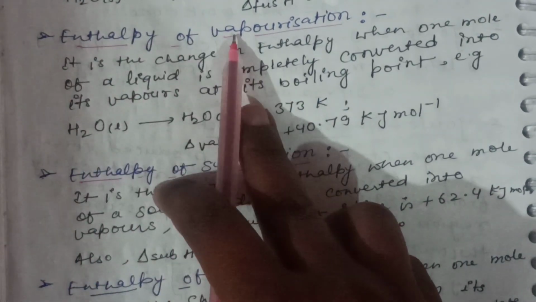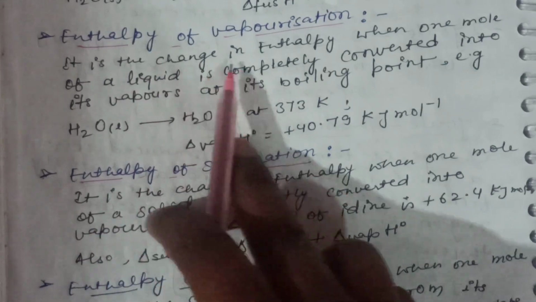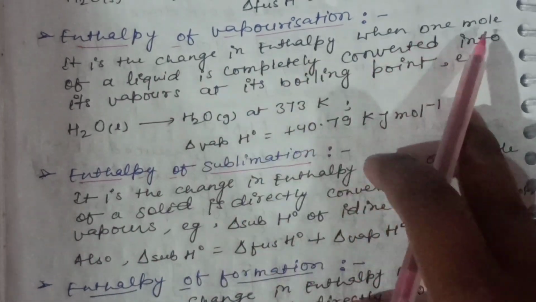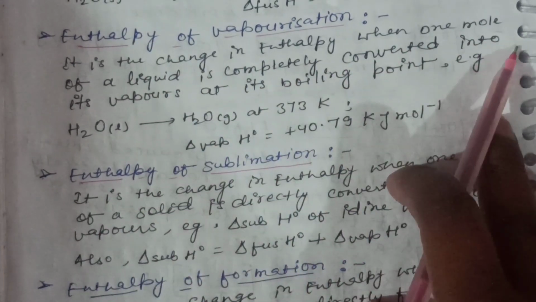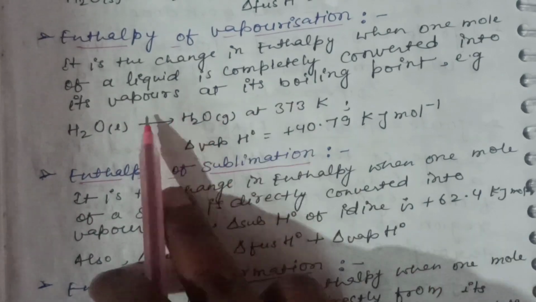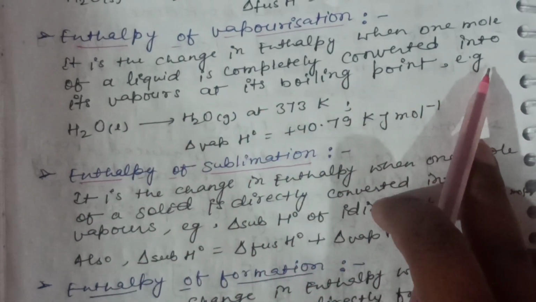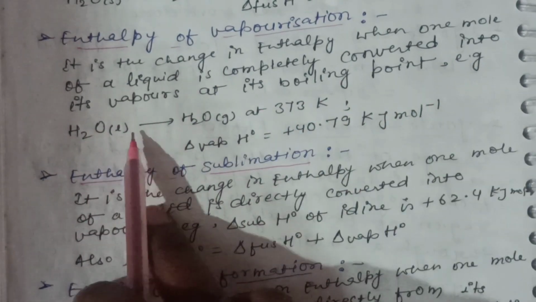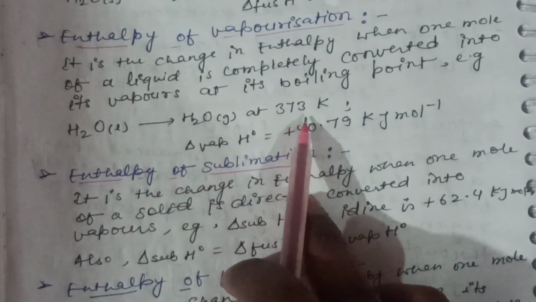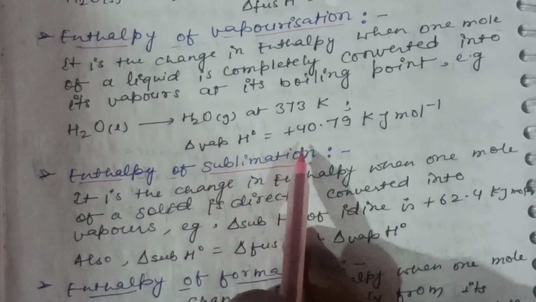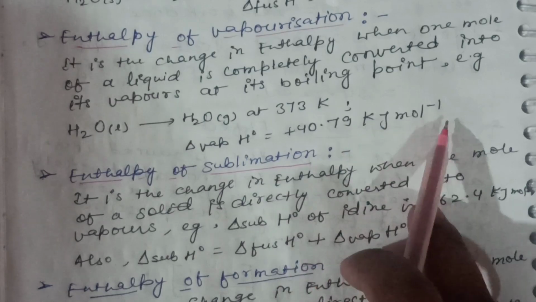Enthalpy of vaporization: it is the change in enthalpy when one mole of a liquid is completely converted into its vapors at its boiling point. For example, H2O liquid to H2O gas at 373 Kelvin. Del vapor H naught is equal to plus 40.79 kilojoule per mole.